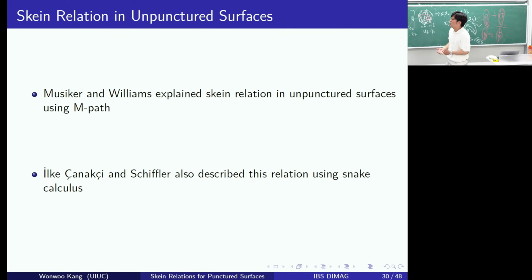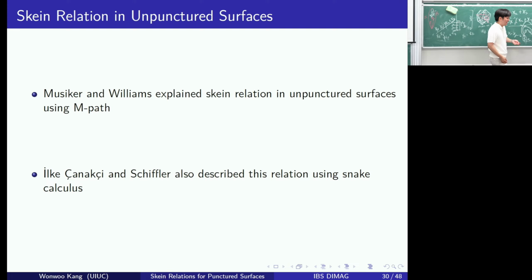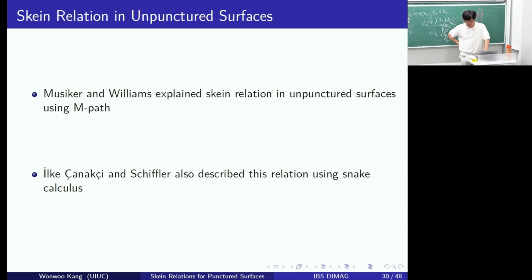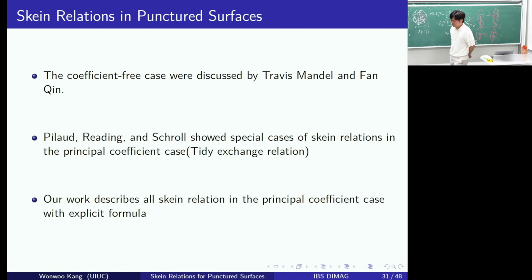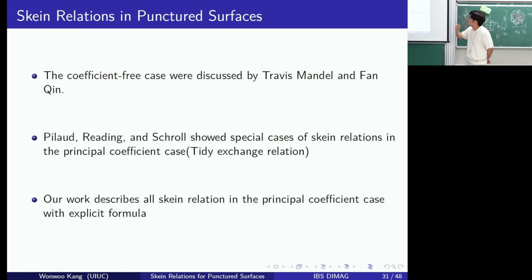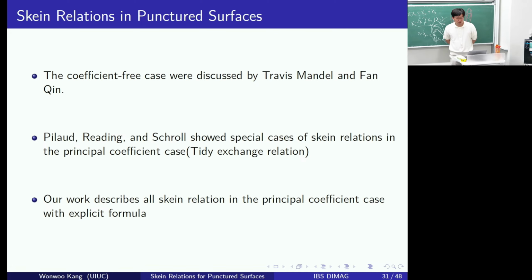Many mathematicians have worked on it. Musiker and Williams explain the skein relation in unpunctured surfaces, so basically not the tagged triangulation, but just the ideal triangulation, using n-paths. N-paths are the matrix language that explains how you can interpret the arcs in the surfaces. And Canakci and Schiffler also describe this relation using snake calculus. For punctured surfaces, which is the one that we are interested in, the coefficient-free case, so no y, was discussed by Travis Mandel and Fan Qin, and the team that I mentioned, Pilaud, Reading, and Schroll, shows special cases of the skein relation in the principal coefficient case.